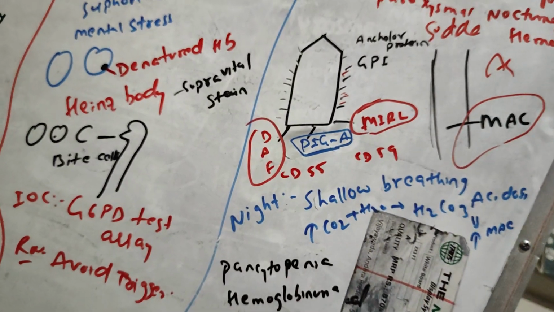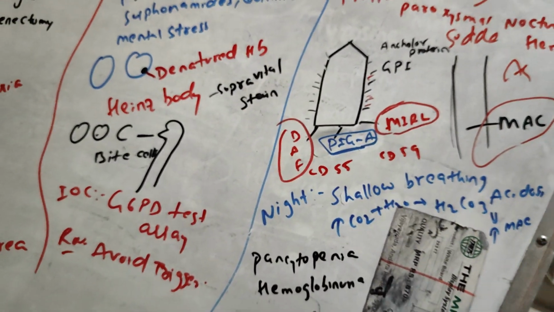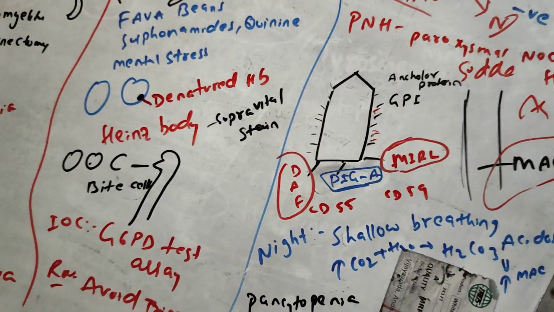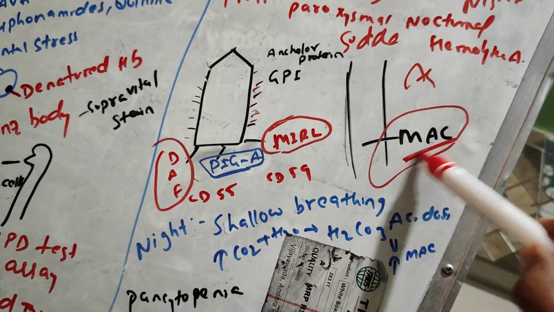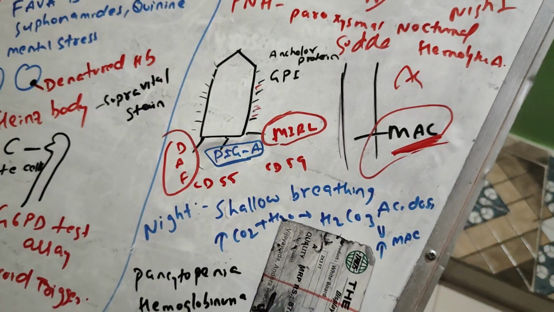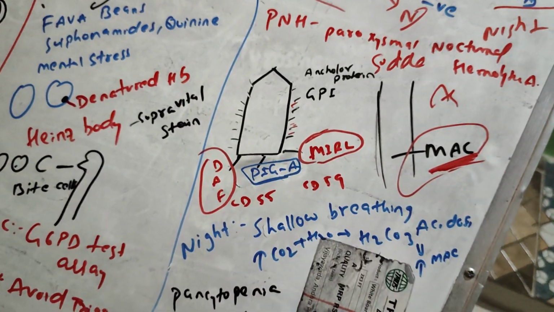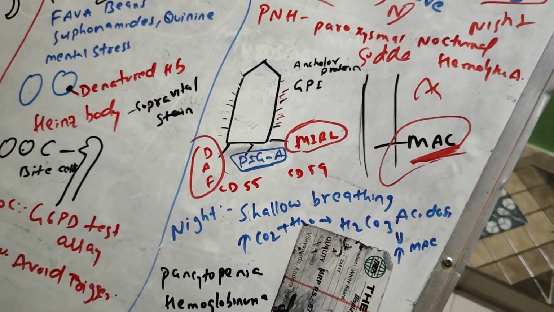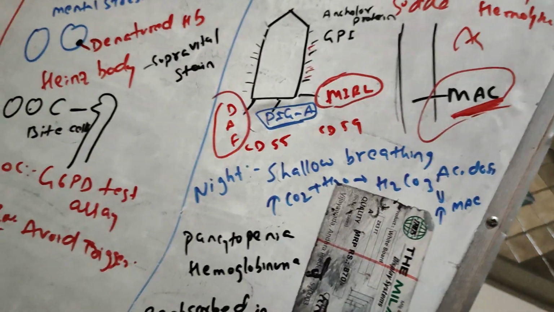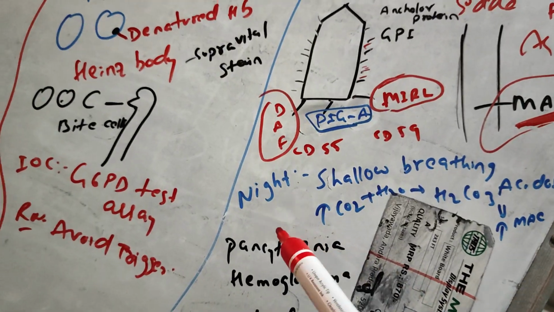Macrophages, antigens and foreign bodies are going to cause the hemolysis of the RBC. Got it? MAC, membrane attack complexes, are going to easily attack the hemoglobin. Why is it called nocturnal hemolysis? See, nocturnal means in the night time, guys.